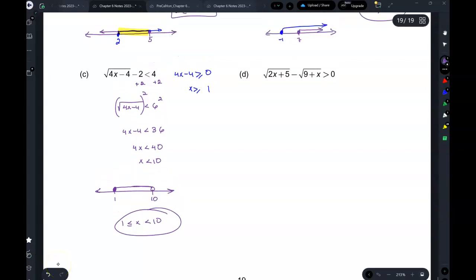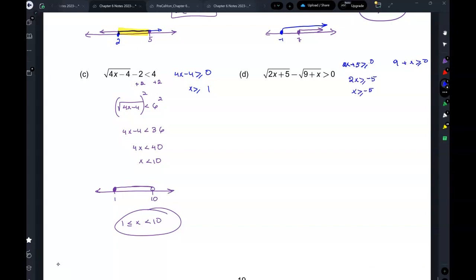Now I have 2 of them to check the domains for. So first, 2x plus 5 greater than or equal to 0. 9 plus x greater than or equal to 0. So 2x greater than or equal to negative 5. X is greater than or equal to negative 5 over 2. X is greater than or equal to negative 9.